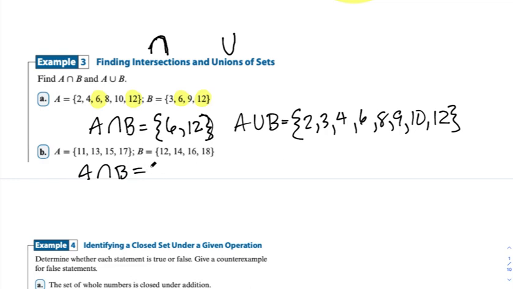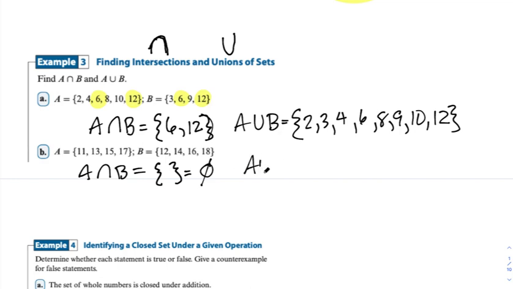And so what I do in a situation like this, my answer is going to be the empty set. The empty set is just a set with nothing in it. This is one way of writing the empty set. The other way is like this. So both of these are equivalent and both of these are the answer to A intersect B.